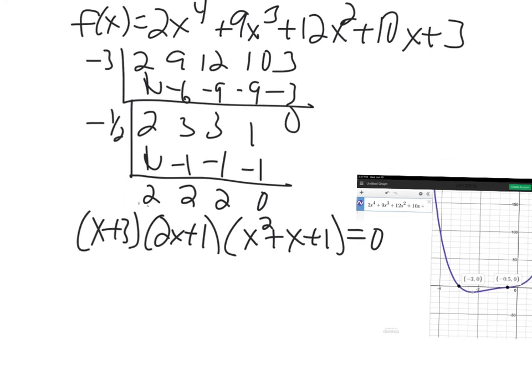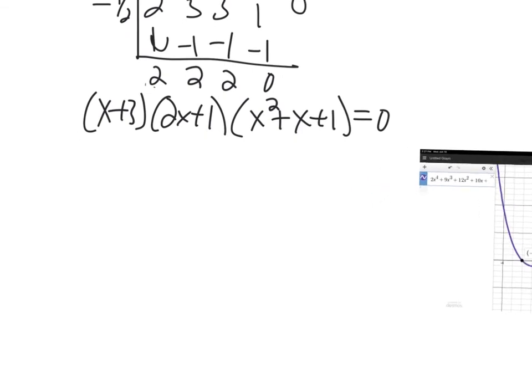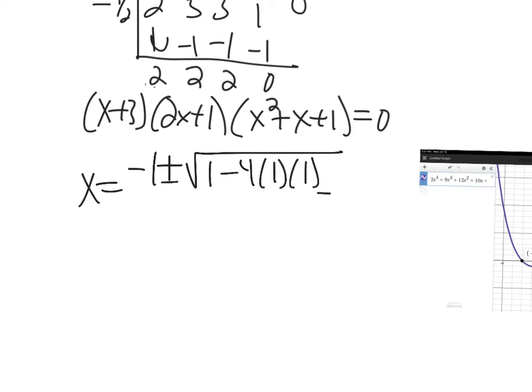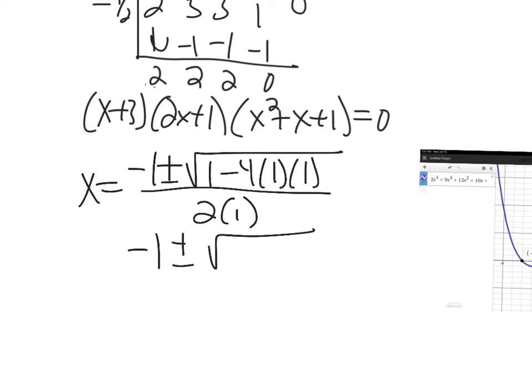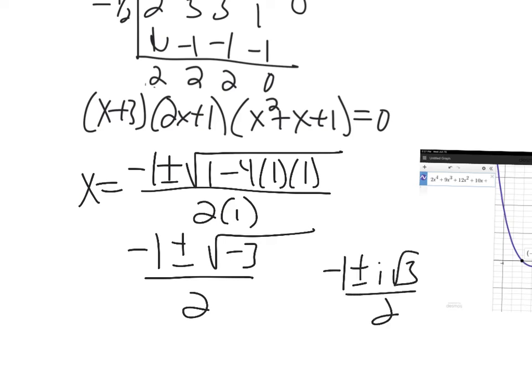So x equals -1 plus or minus the square root of 1 squared minus 4 times 1 all over 2 times 1, and so -1 plus or minus the square root of 1 minus 4 is -3, over 2. And of course you want to get rid of the negative underneath the square root, so -1 plus or minus i root 3 over 2. So those two zeros are what? -1 minus i square root of 3 over 2, and -1 plus i square root of 3 over 2.